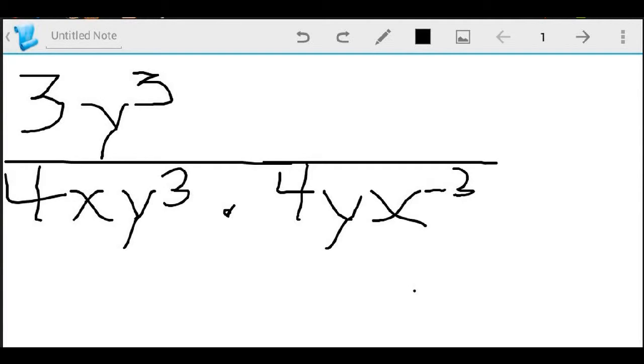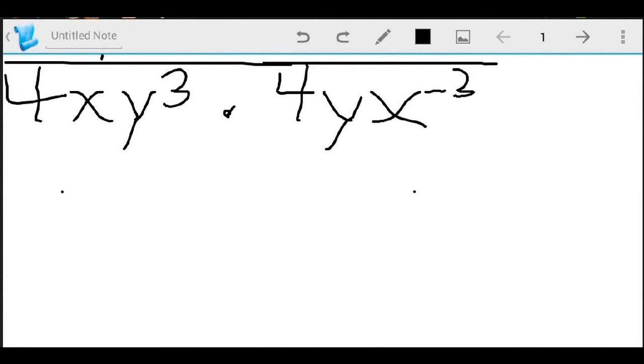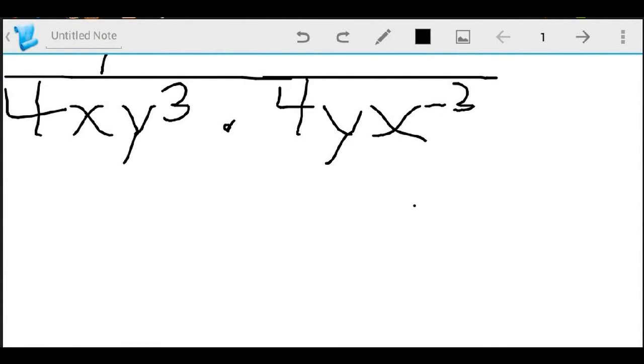So here we have 3y cubed over 4xy cubed times 4yx to the negative 3 power. So first we're going to follow order of operations. Like I said in the class, the division line, the fraction line, serves as its own parentheses. So with that being said, we're going to multiply the two bottom terms. So the two bottom terms are 4xy cubed times 4yx to the negative 3.